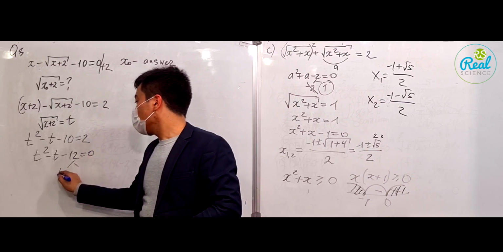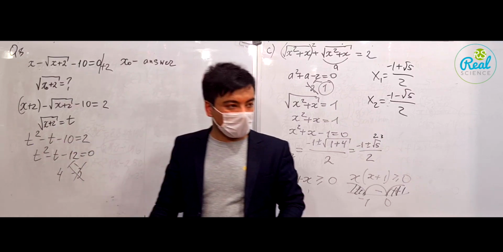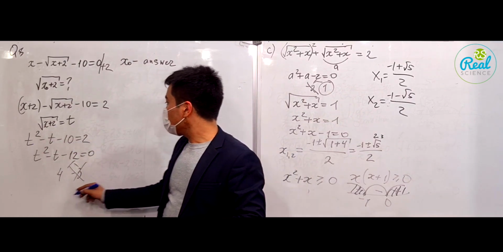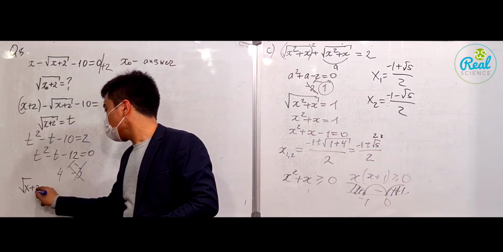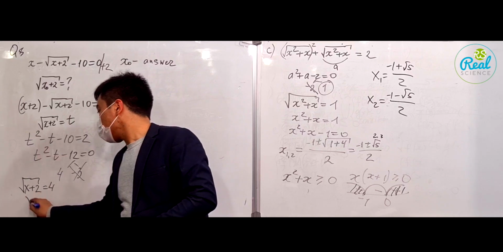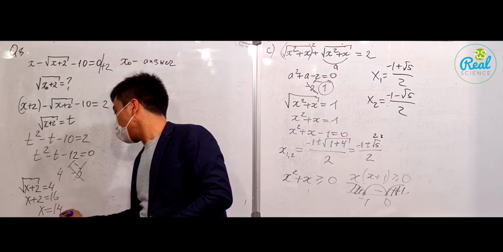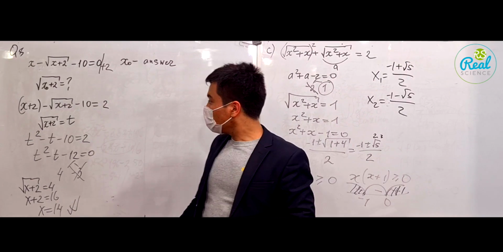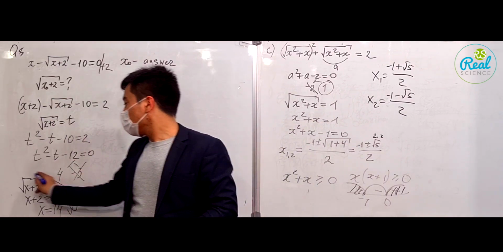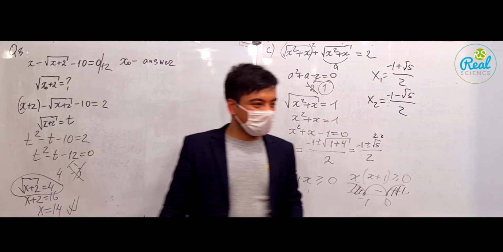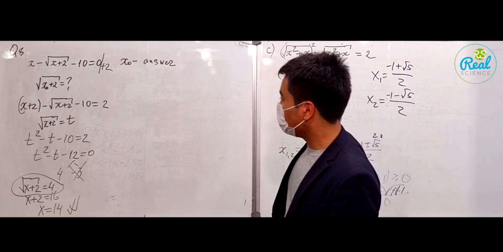It's going to be 4 and minus 3. But a square root cannot be negative. Our answer is, in this case, square root of x plus 2 is 4. X plus 2 is 16. X is 14. This is the answer. But students, the question actually asked us to find x plus 2. It was possible to stop here because we had already found this. So now question number 9.